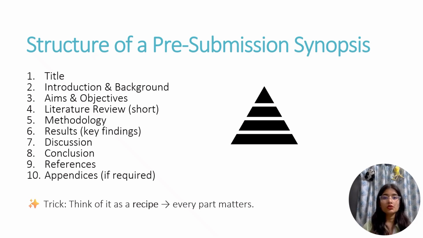Now let's break down the structure. Most universities follow a similar pattern, though you should always confirm with your institution's guidelines. Every strong synopsis has some essential parts. You can think of it like a recipe. If you leave out one ingredient, the dish doesn't work. The synopsis usually starts with the title, then an introduction, background, followed by objectives, a brief literature review, methodology, results, discussion, conclusion and references, and sometimes appendices. Let's go through each section with examples and tips.